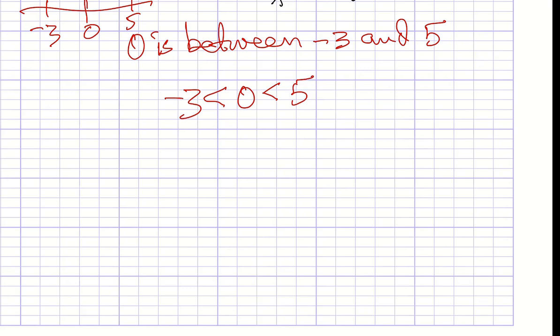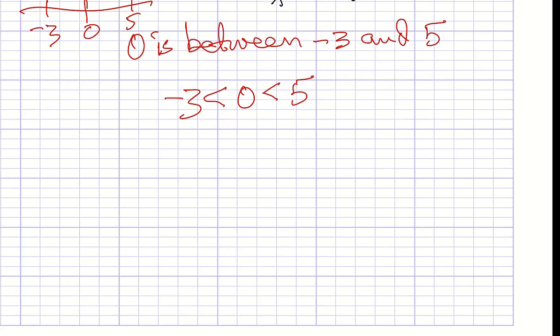You see how they sandwiched it? It's between there, right? 0 is between there, but minus 3 is on the left, because minus 3 is less than 5, and 5 is greater than minus 3, but 0 is between them. That's all that is saying, man.